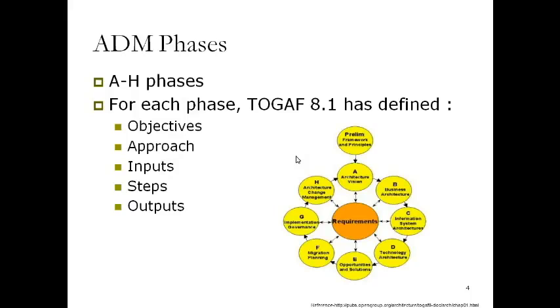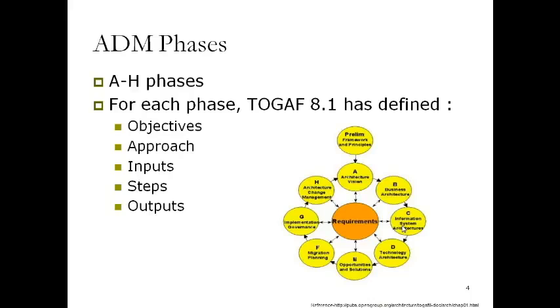Okay, now we get into the important parts of the ADM, the ADM phases. At the moment the latest version of TOGAF is 9, and we're talking about 9. TOGAF, as you can see, looks like this circle. We go through this circle or cycle in an iterative manner, and in every iteration we develop an enterprise component as needed.